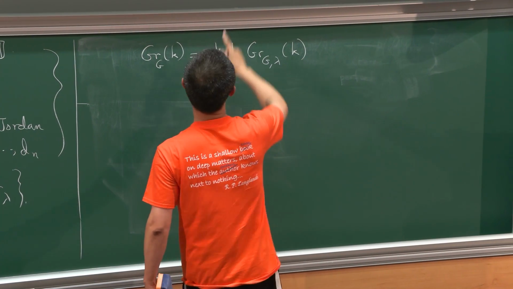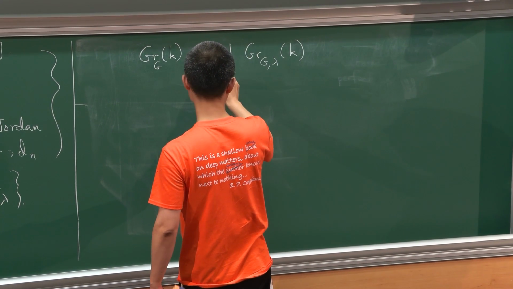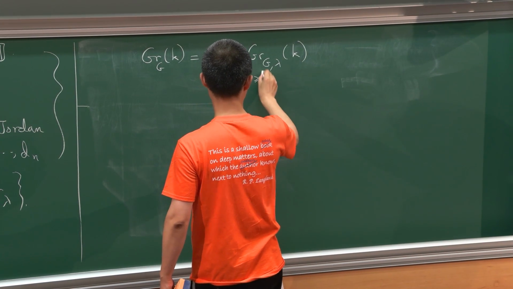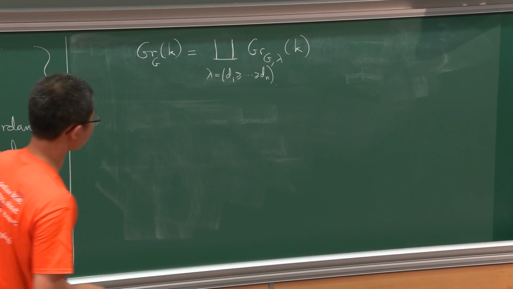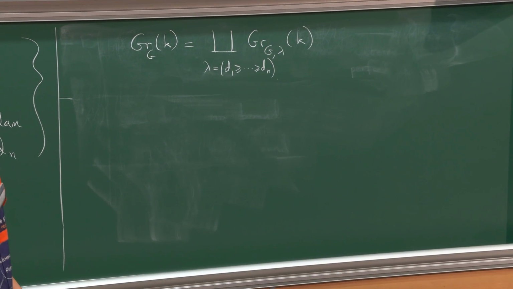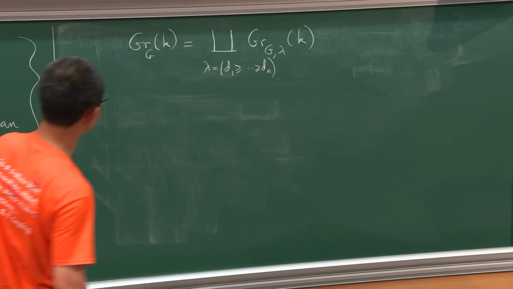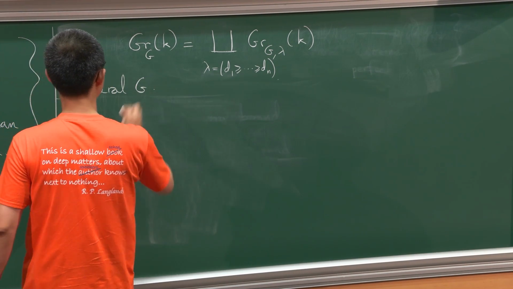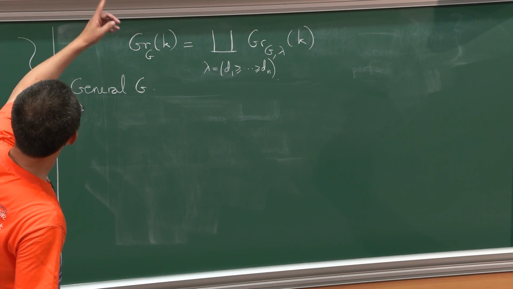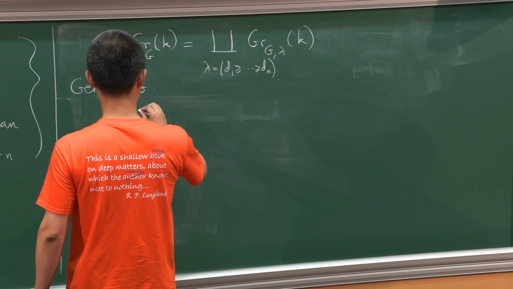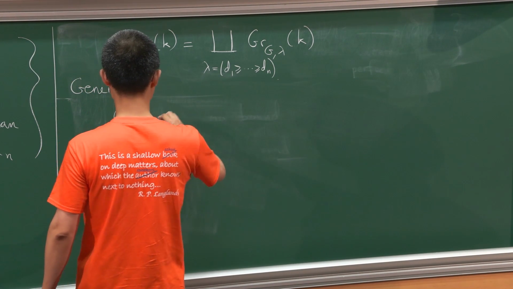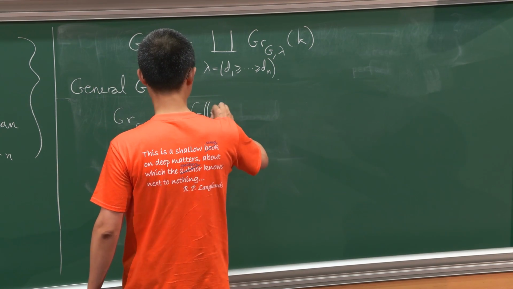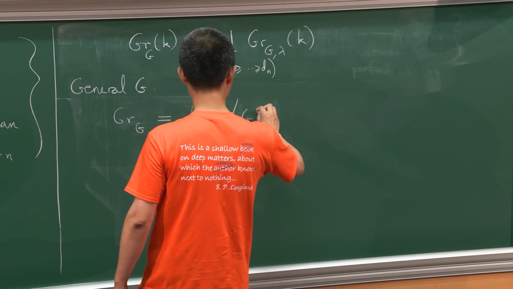So lambda is just all the integer tuples satisfying this decreasing condition. Okay, so this is what happens for GLN. So for general G, the affine Grassmannian GR G is defined as a quotient.